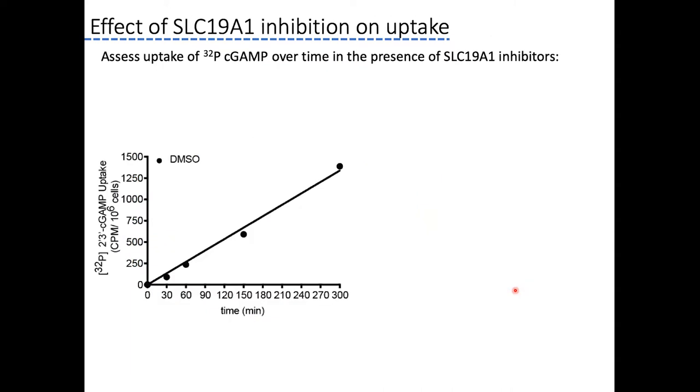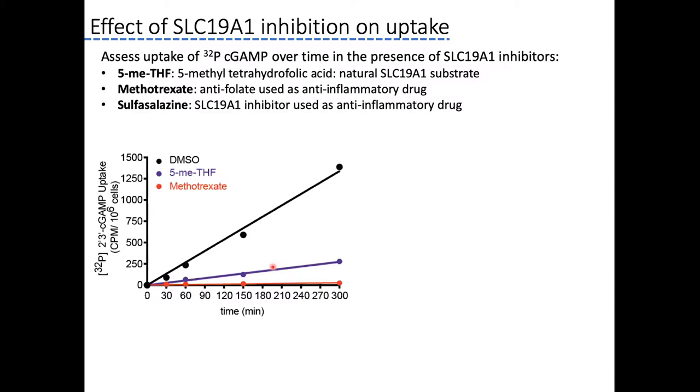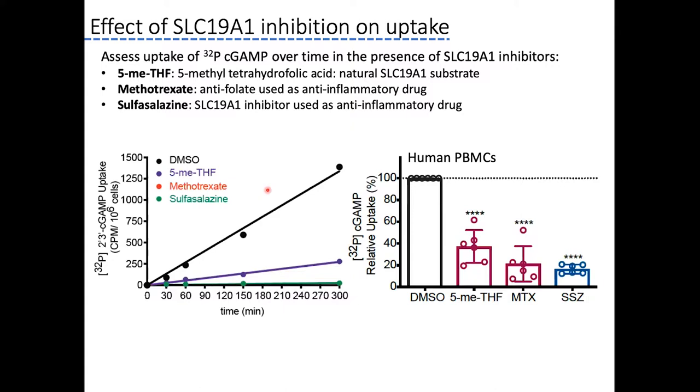So then we assessed the uptake of cGAMP over time here in the presence of DMSO. The uptake steadily increases over the course of this experiment. However, if we add this non-competitive inhibitor of SLC19A1, 5-methyl-THF, we see a very nice reduction in the uptake over time. And the same holds true when we incubate the cells with methotrexate or with sulfasalazine. So this was done in THP1 cells, but a similar result was seen in human PBMCs. So incubating the cells with these competitive and non-competitive inhibitors of SLC19A1 highly reduced cGAMP uptake.